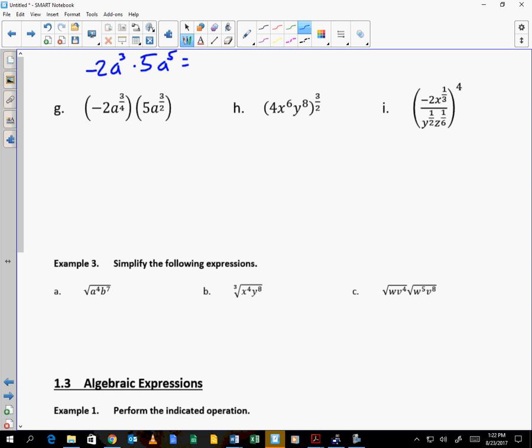I know that this answer is just negative 10a to the eighth. So what did I do to the exponents? I just added them. So it looks like I'll just add those exponents. So I'll have negative 10 a to the, well, I have to add 3/4 and 3/2. How do you do that? Ooh, create common denominators. So 6/4, which makes 9/4. There you go.